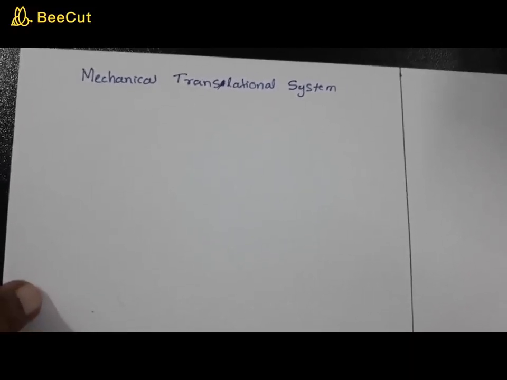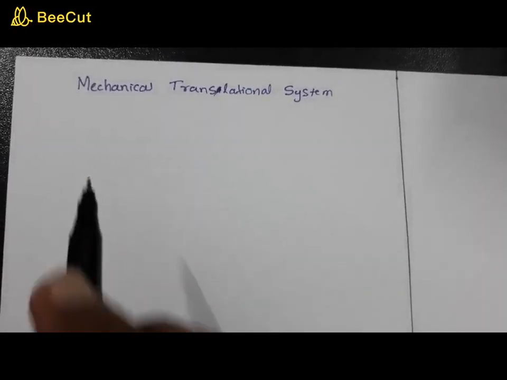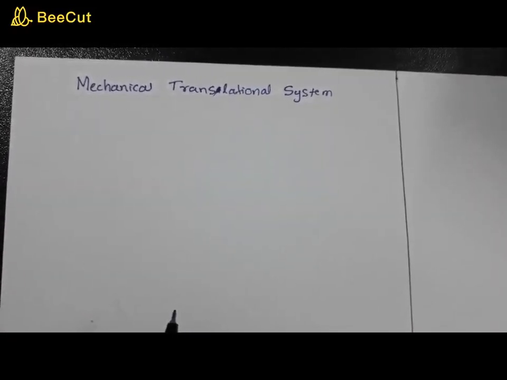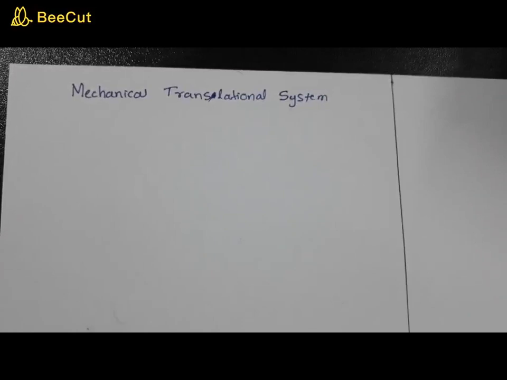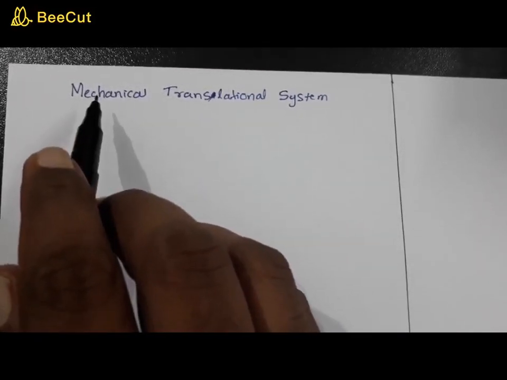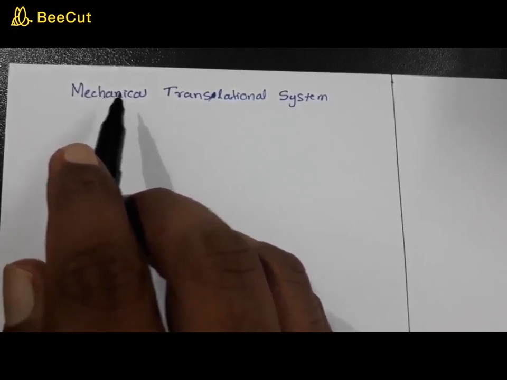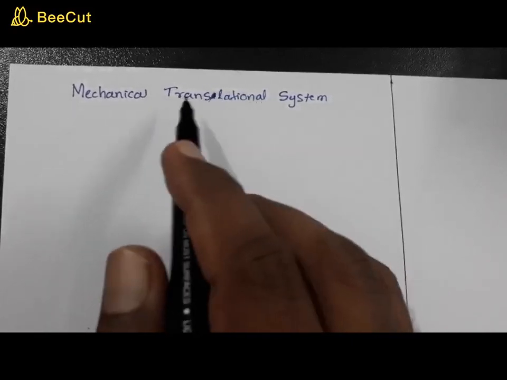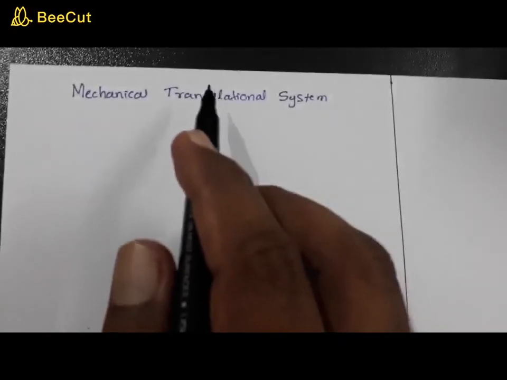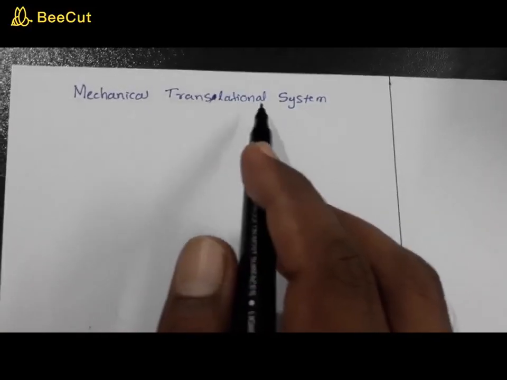So far we have been doing some examples of electrical systems, that's the modeling of electrical systems. As I mentioned earlier when we started this topic, we have two systems: one is the electrical system and the second is the mechanical system. In the mechanical system you can have a translational system as well as a rotational system, and we will be dealing only with the mechanical translational system.